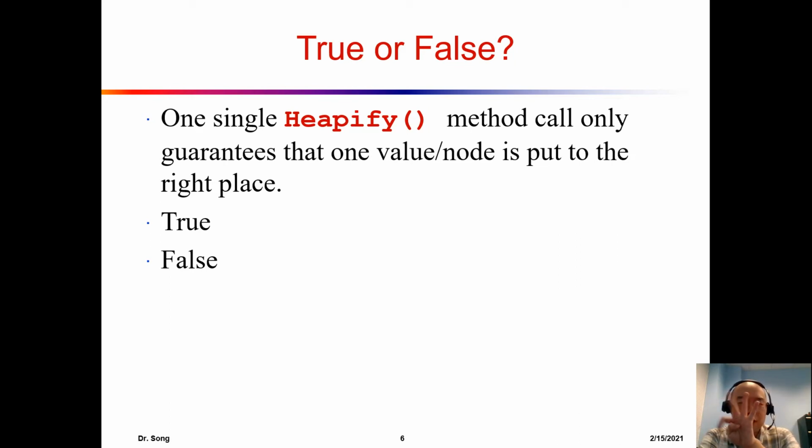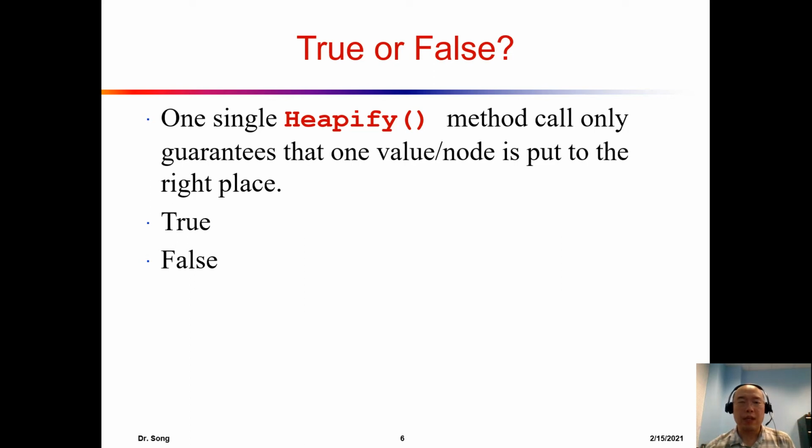5, 4, 3, 2, 1. So is that true or false? The answer should be true. Why? Because we are putting one node all the way down to the bottom. And probably there are more issues with this heap. But as long as we are touching a node and then pull it all the way down to the right location.